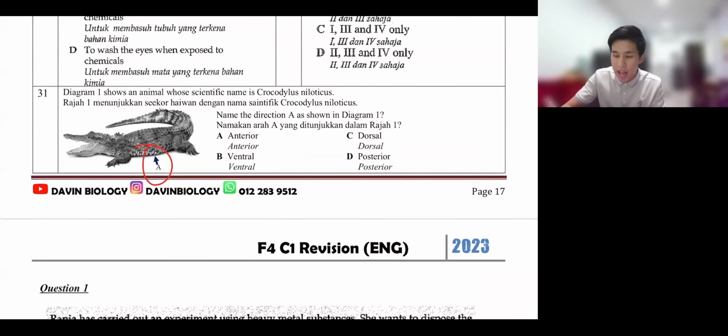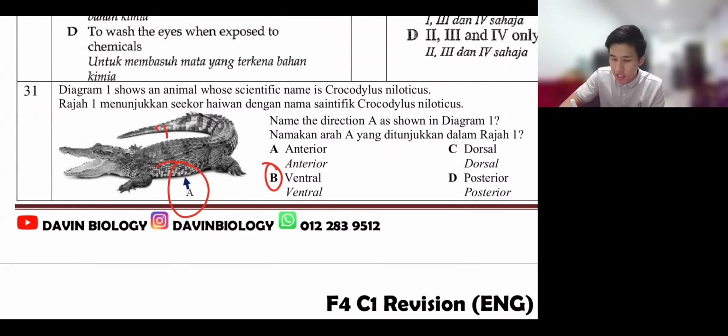So for this one, the belly is ventral. Just remember dorsal, ventral. Just remember my name, Davin. D already, then only V, not the other way around.